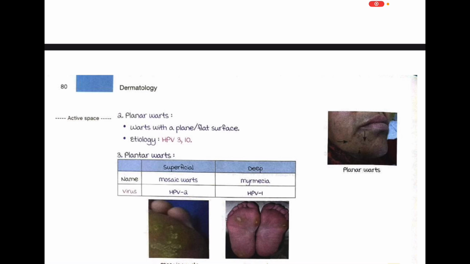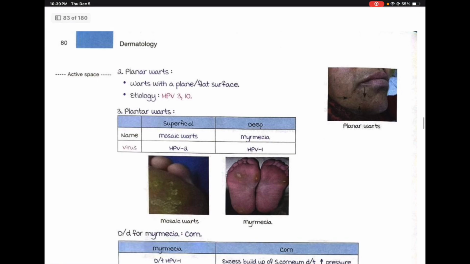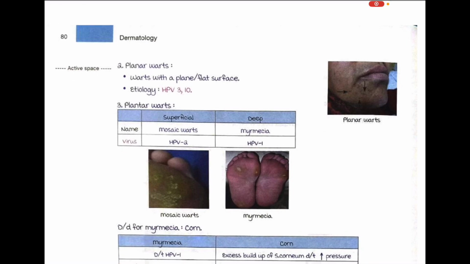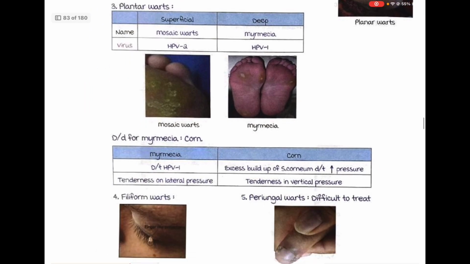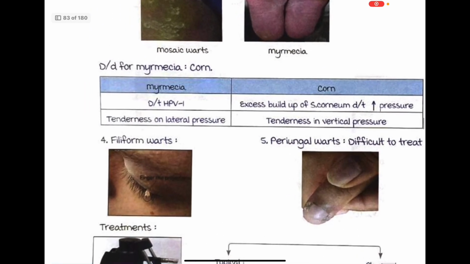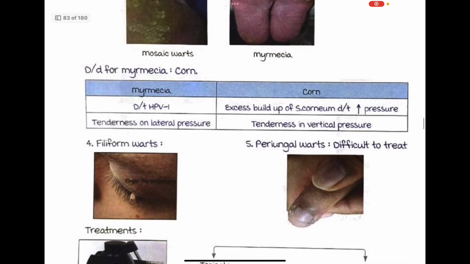Plantar warts, you will also use a scalpel and debride. Warts with a plain flat surface. Etiology: HPV 3 and 10. Plantar warts: superficial, mosaic warts; deep, myrmecia. We call it kani in Gujarati. It's very painful. Plantar warts, superficial, HPV 2; myrmecia, HPV 1. Differential diagnosis of myrmecia: corn.